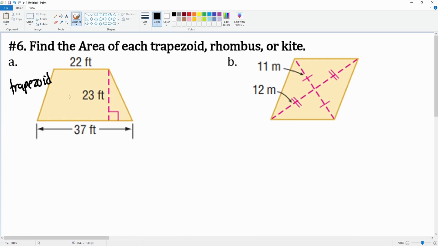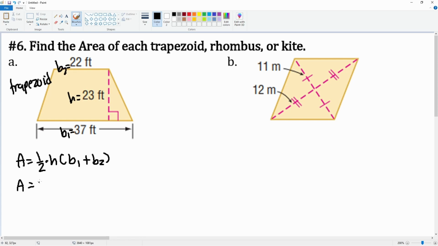All right. And then we know that the area of a trapezoid is 1/2 times the height times the base, but the base is B1 plus B2. There's 2 bases. All right. So let's label it. This is your base 1, 37. This is your height, perpendicular to that, 23. And this is your base 2, which is 22.